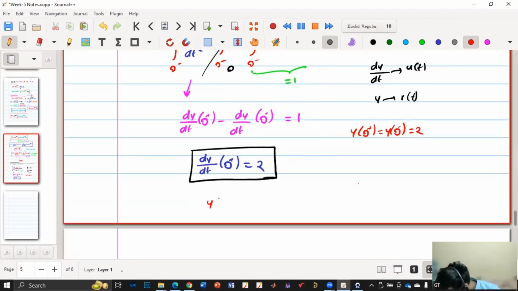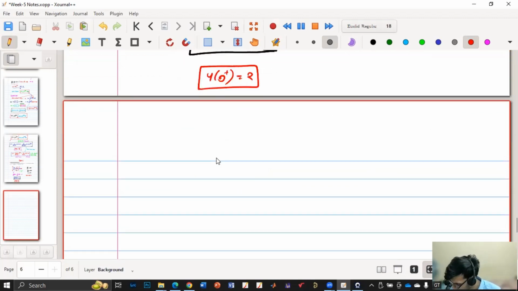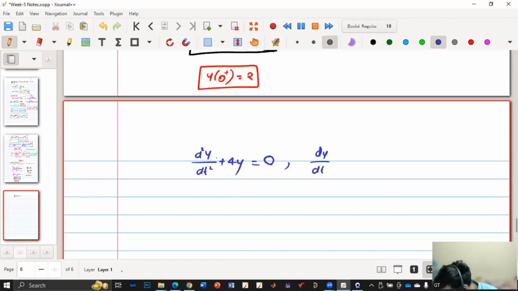We have boundary conditions. So for any such problem, our primary aim is to get the boundary conditions at t equals 0 plus, because then we can consider for t greater than 0, this delta of t is 0, because for t greater than 0 it is 0, at t equals 0 only it is infinite. Then it will be converted into the function that we know, which is d square y by dt square plus 4y is equal to 0 with the initial conditions dy by dt of 0 plus is equal to 2 and y of 0 plus is equal to 2 also.